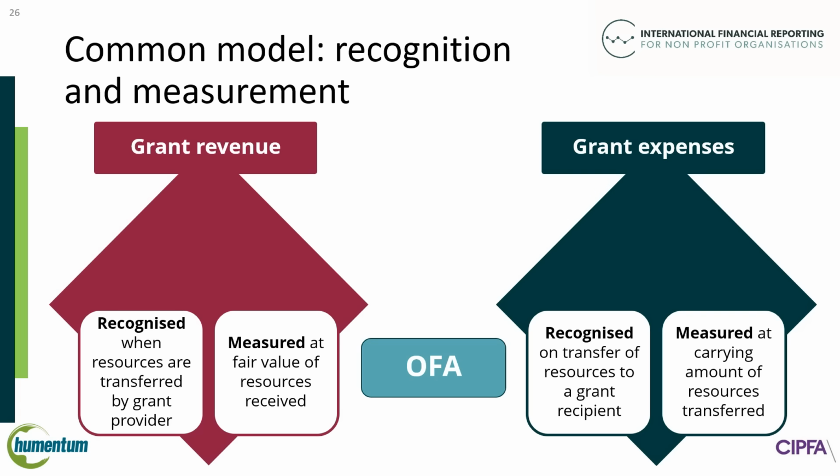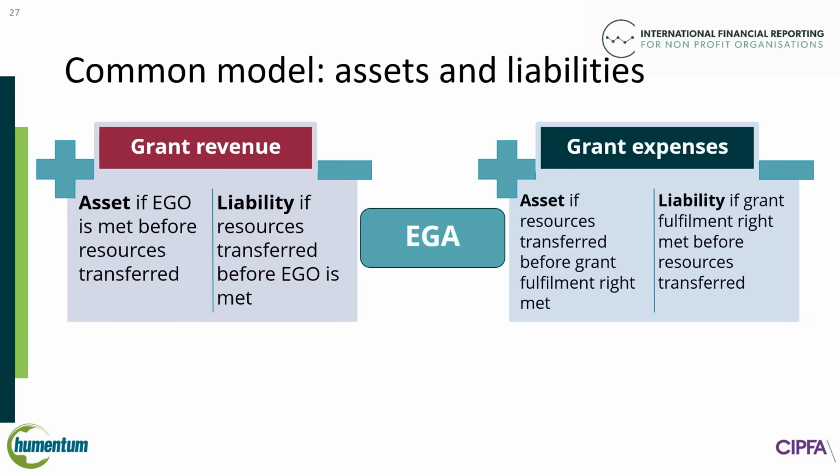There are separate videos linked in the description to this video that explain in more detail the recognition and measurement of both revenue from grants and grant expenses. Starting with grant revenue, in an enforceable grant arrangement, if the grant receiving NPO's EGOs are met before the transfer of resources, the NPO will recognize revenue and an asset. If resources are received from a grant provider before the NPO meets its EGOs, the NPO will need to recognize a liability.